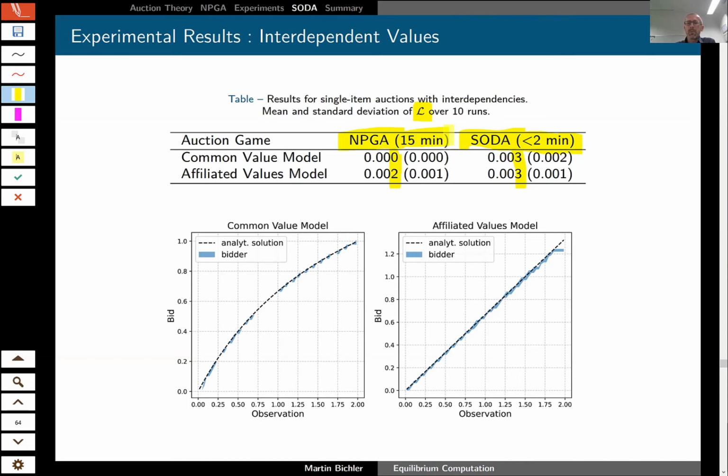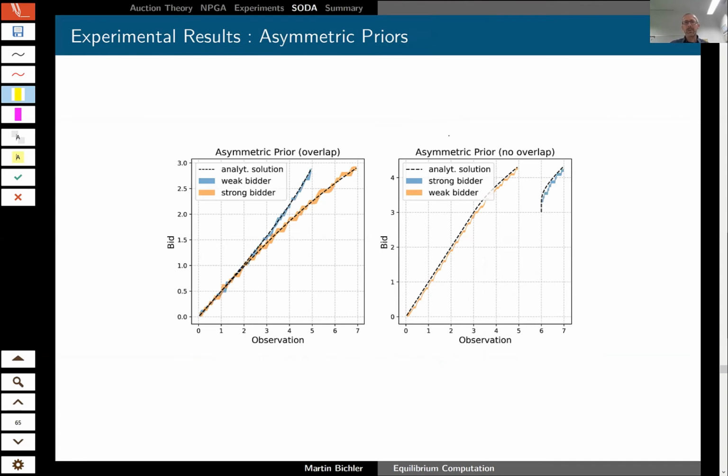And again, the blue marks here are what we find. This is again with asymmetries. And here we have evidence that what we find is indeed a Bayes Nash equilibrium, right? Even if we wouldn't know the analytical solution.